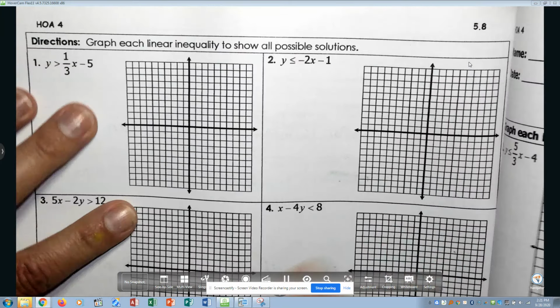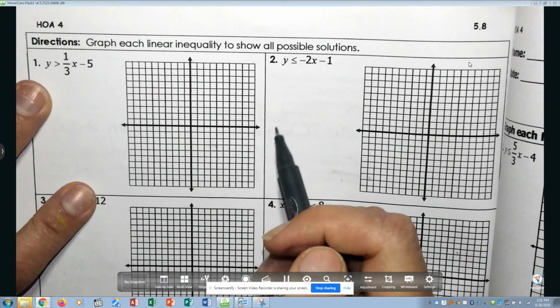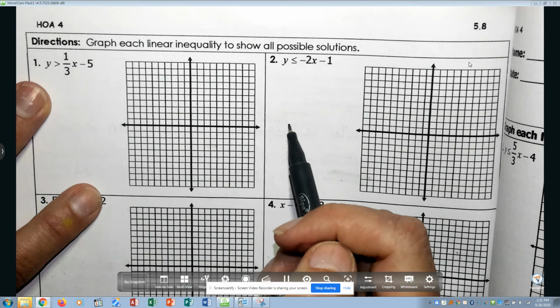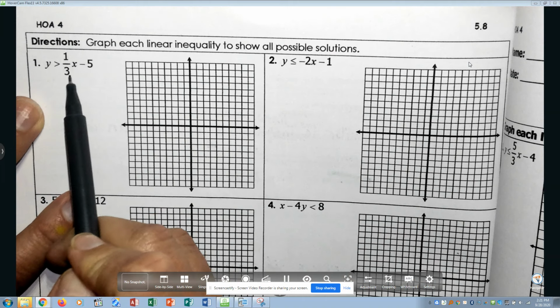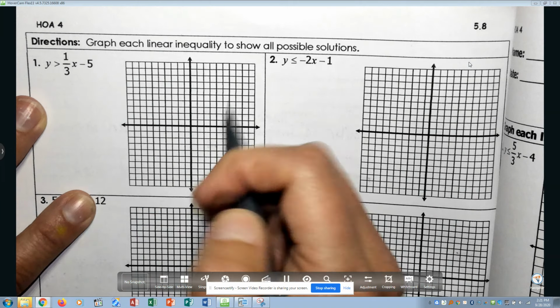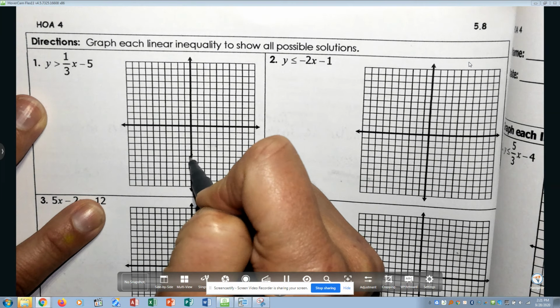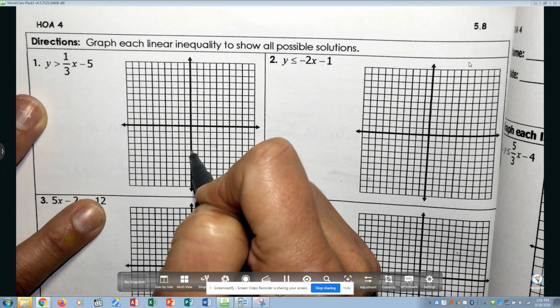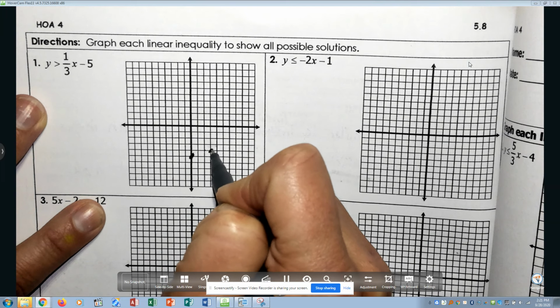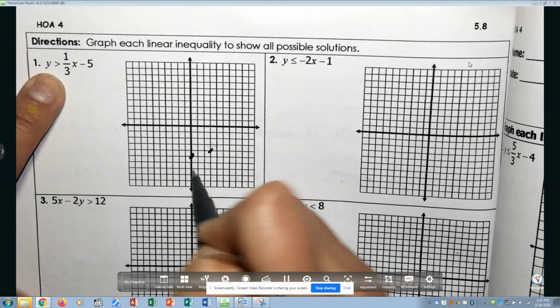Okay, so y is greater than 1/3 x minus 5. So this is already in y equals mx plus b. So my y-intercept is -5, 1, 2, 3, 4, 5, and then my slope is 1/3. So up 1 over 3. Then dotted line.